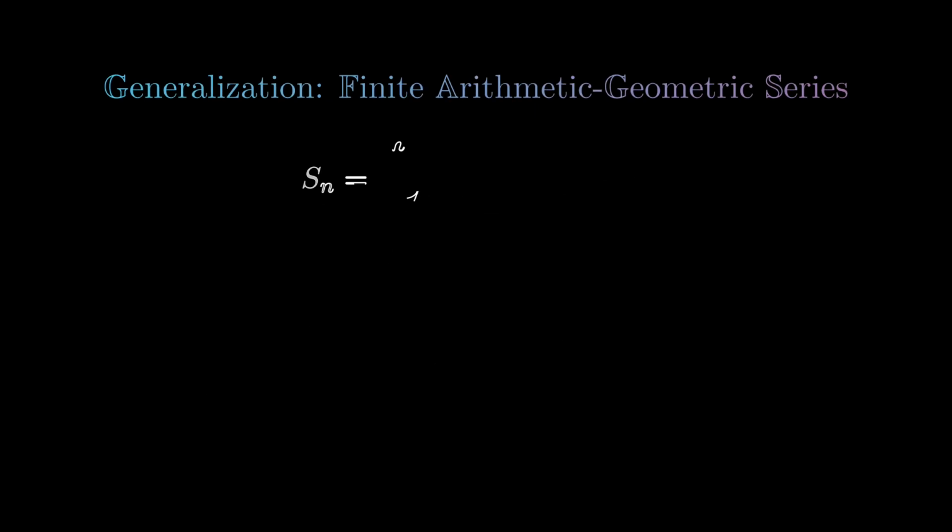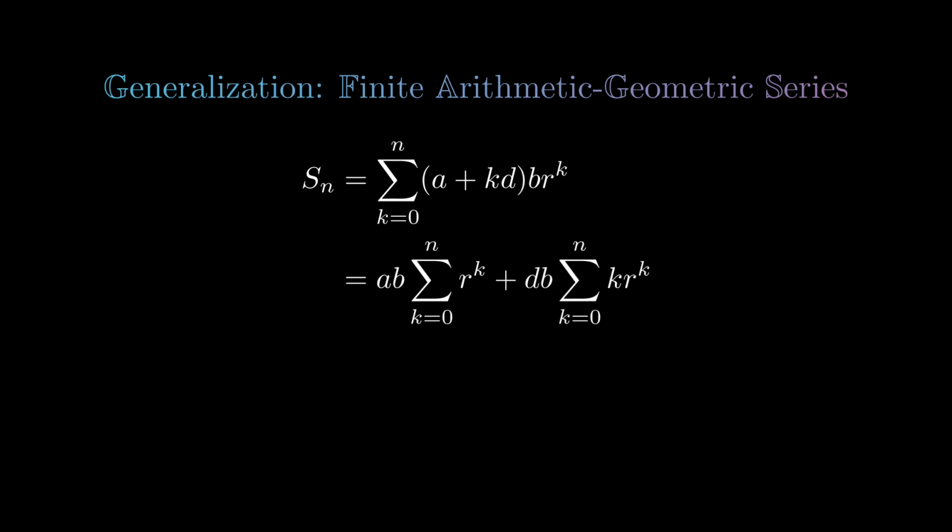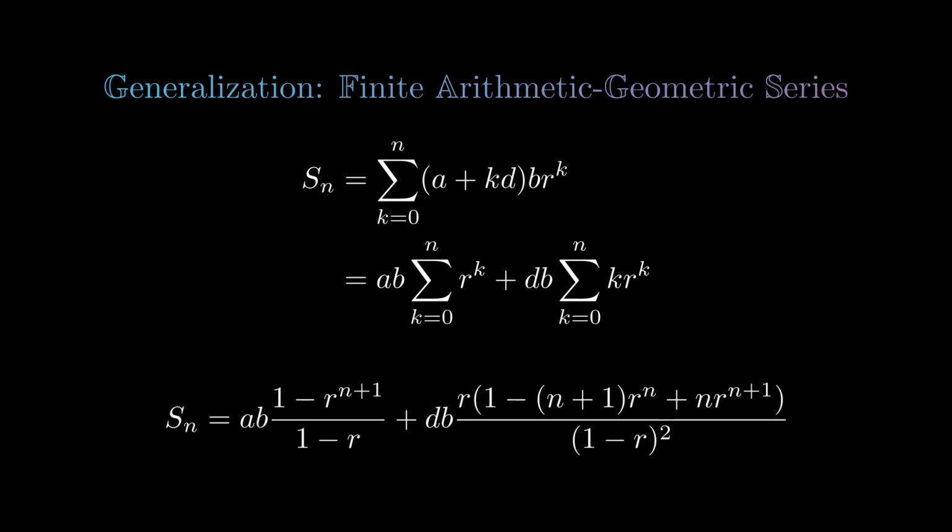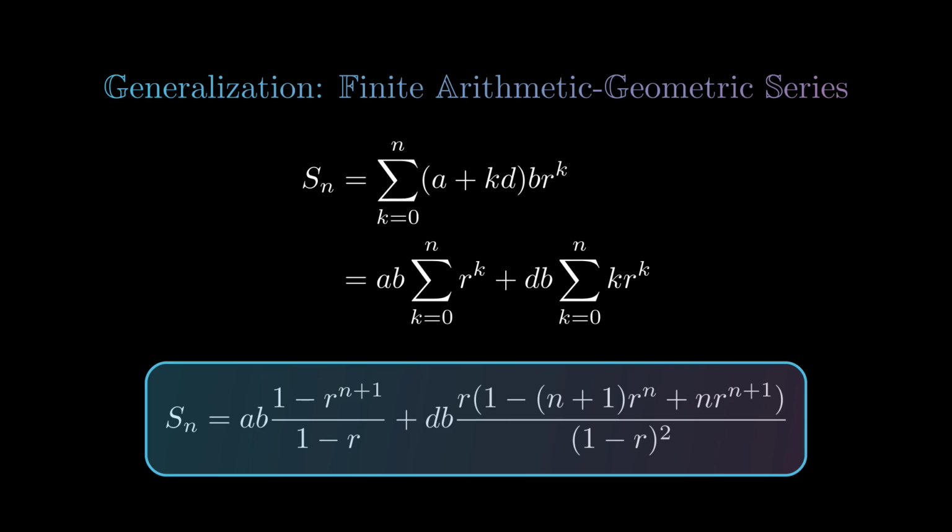Finally, consider a summation where the kth term is equal to the product of the kth term from an arithmetic sequence and the kth term from a geometric sequence. After splitting this into two summations, we can directly apply the two formulas that we derived. This gives us the formula for a finite arithmetic geometric series.